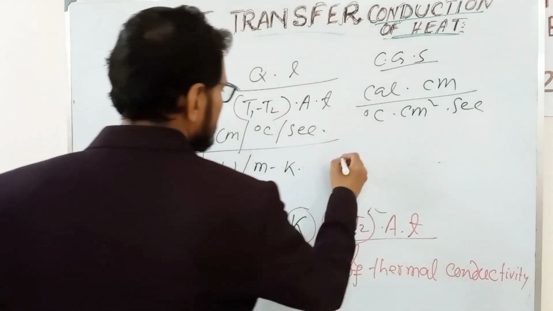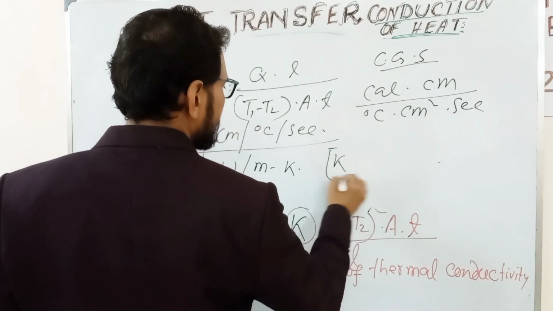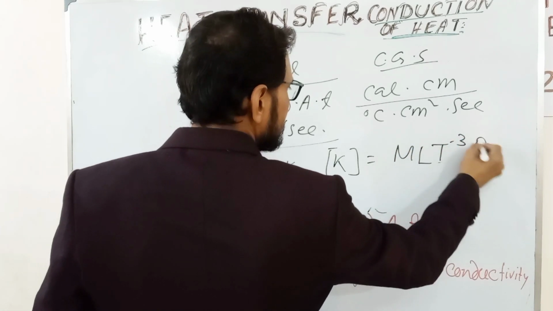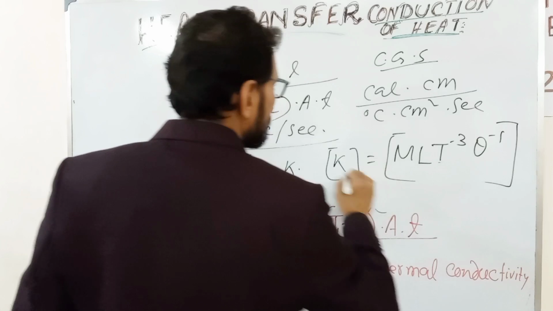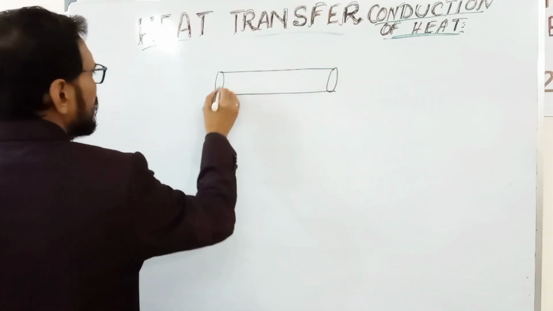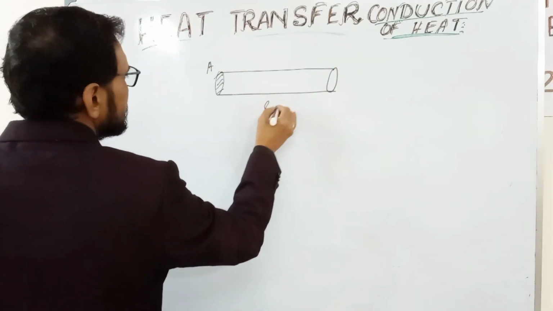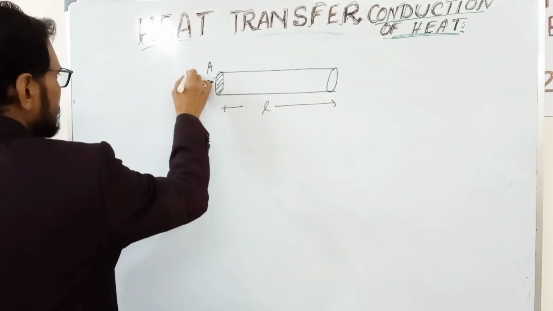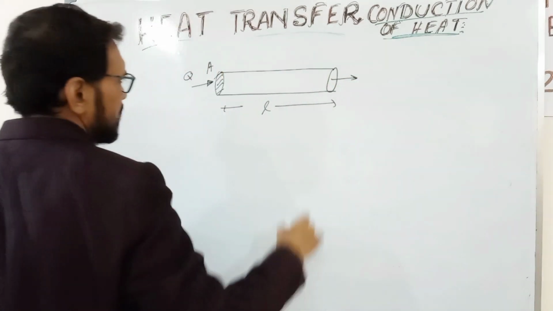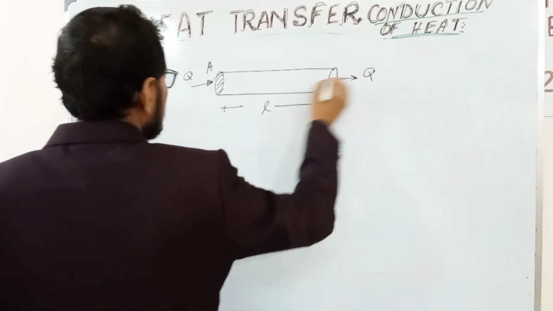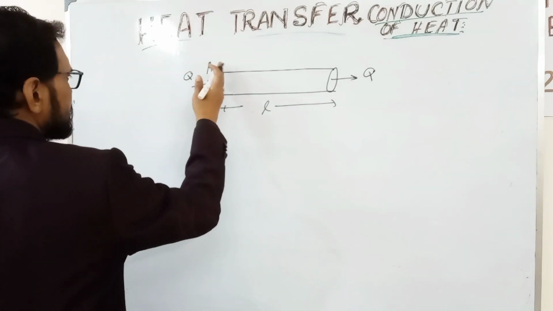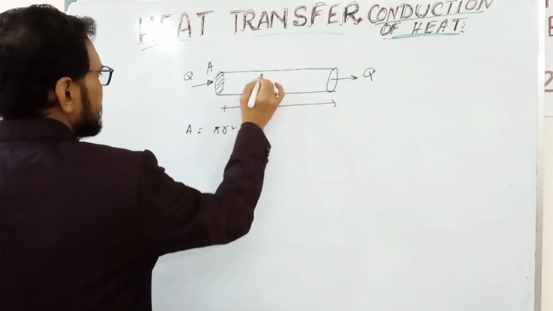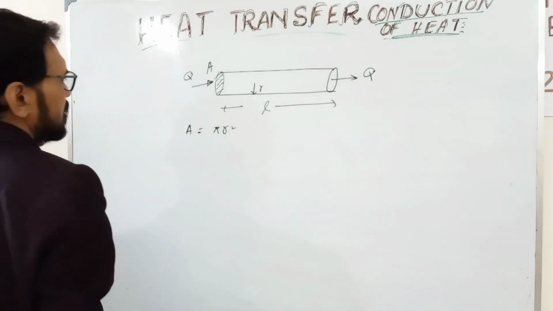And what is the dimension? The dimension of K will be M L T to the power minus 3 theta to the power minus 1. This is the dimension of K. We can easily understand what the area and the length are. That is, if heat is transferred at this face and emerges from this end, then we take the cross section as A, that is A equals pi r square if r is the radius, and the length is the length of the rod.